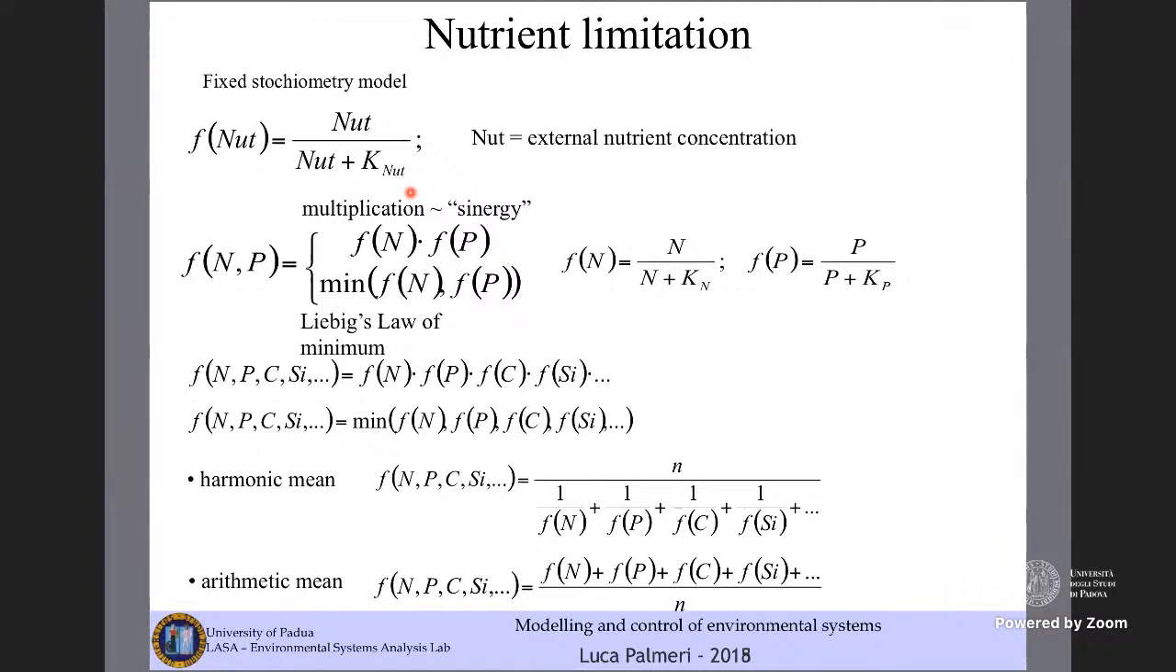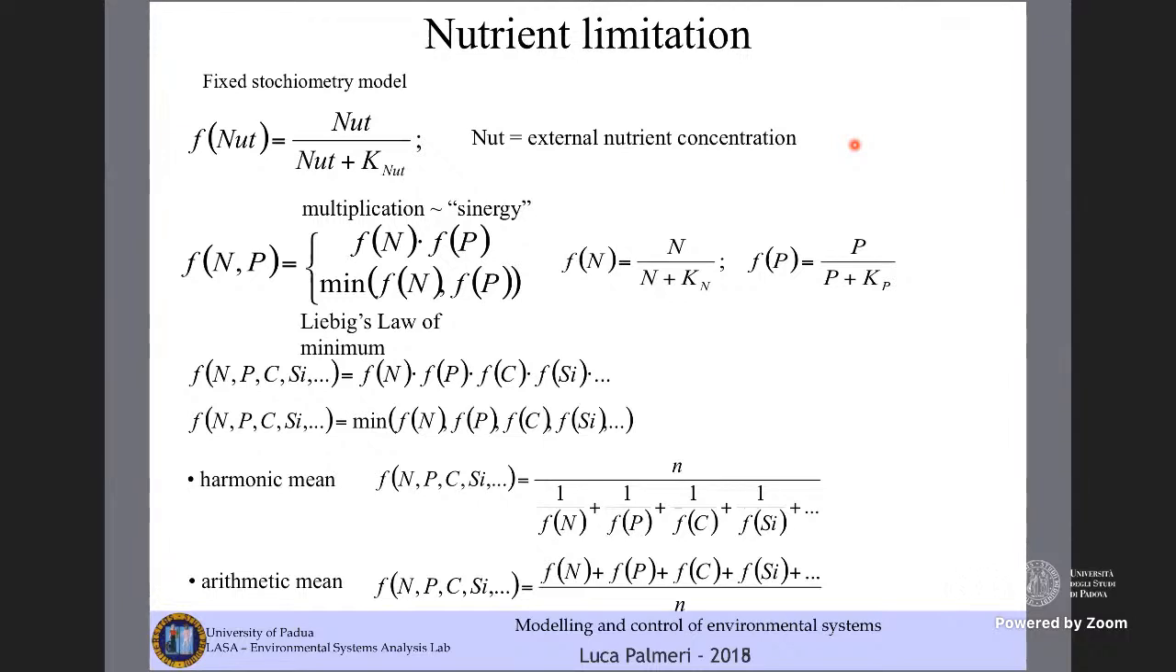So when the nutrient concentration is equal to K, the growth rate is exactly half the maximum growth rate. Please note that in this case we are employing the nutrient concentration in the external environment, so the nutrient concentration outside the cells. Again, in this case, we may have various ways. For example, let's concentrate on phosphorus and nitrogen, which are the two main nutrients that we shall take into account.